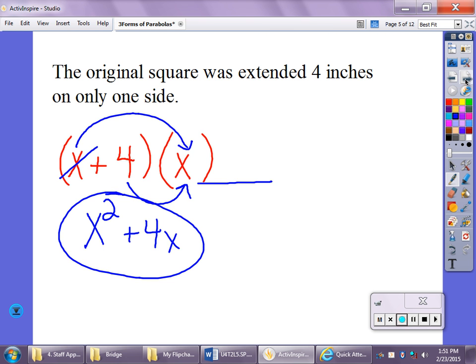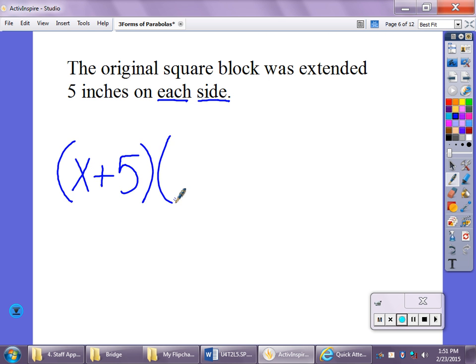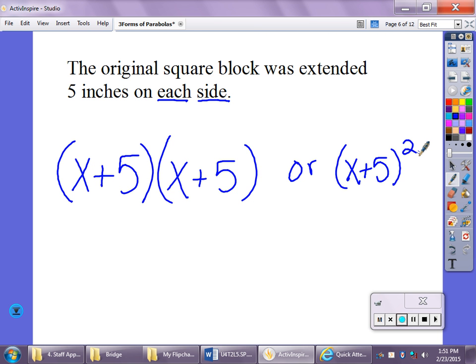Okay. In the next scenario, the original was extended by 5 inches on each side. Each side. So side 1 gets extended by 5. Side 2 gets extended by 5. My length increased by 5. My width increased by 5. Okay? So if you remember, this is also the same as saying x plus 5 squared. And if you remember the shortcut, you can use the shortcut.